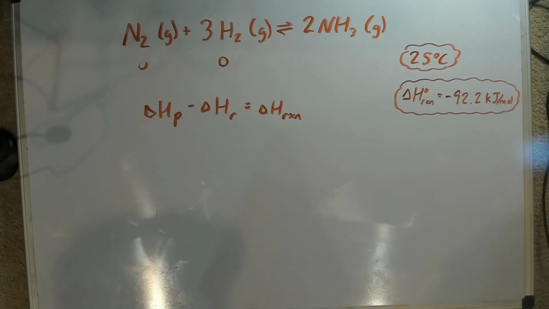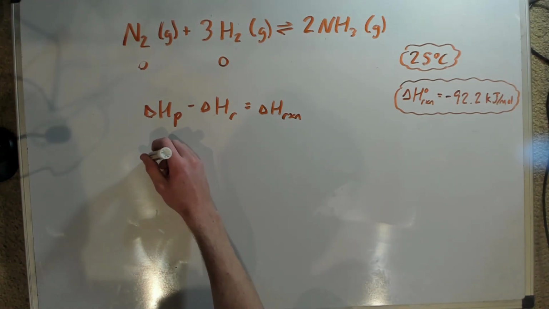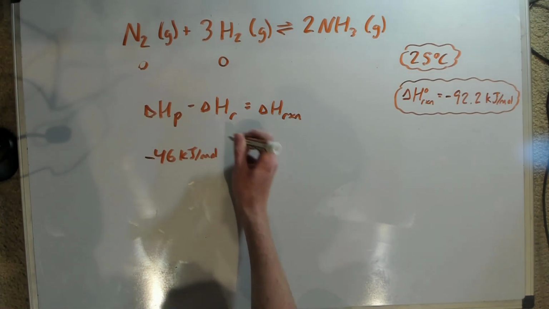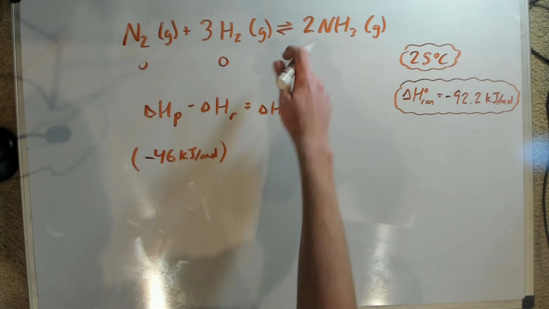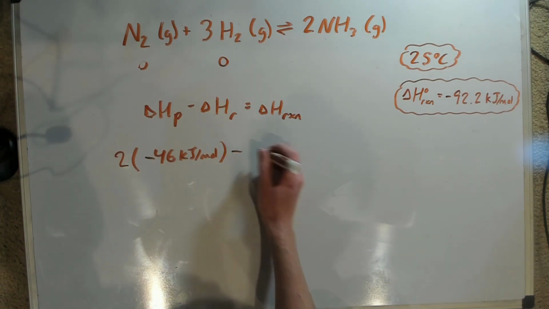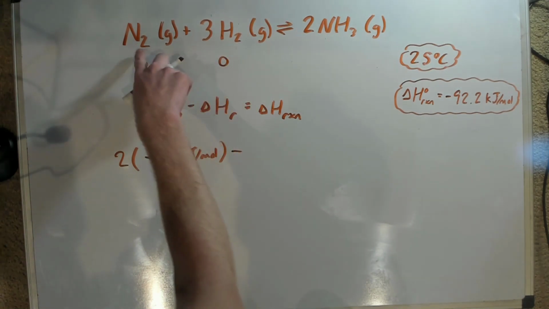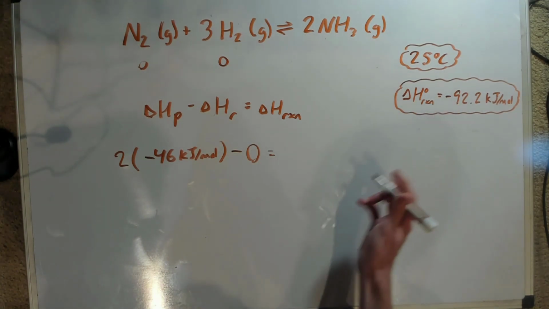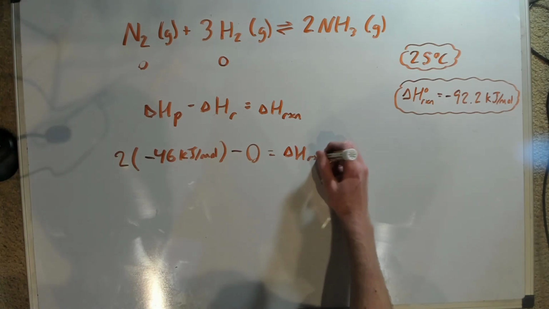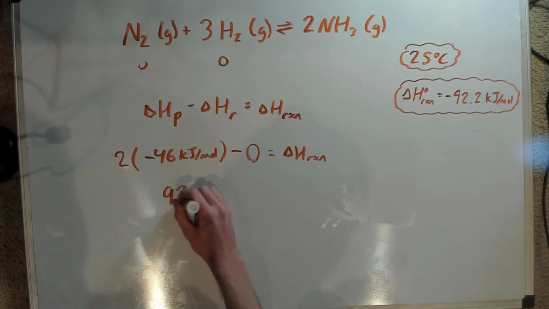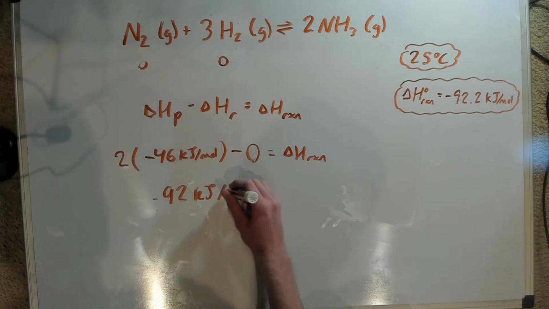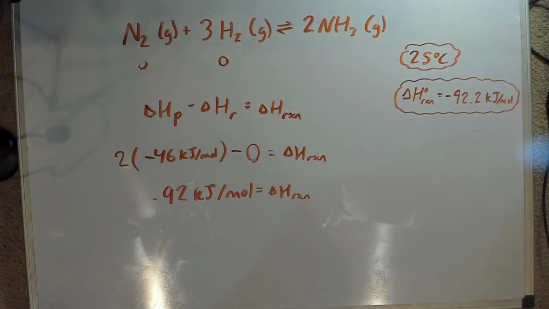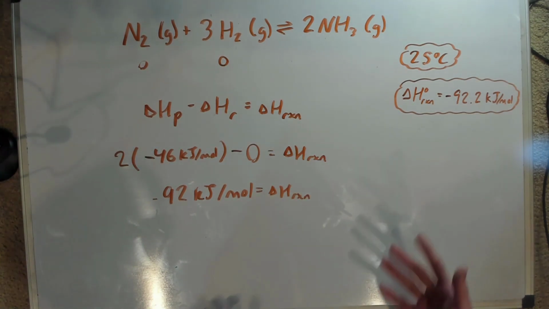The change in H of NH3 is negative 46 kilojoules per mole. And then there's 2 of them here, so that would be a 2. Minus the change in H of the reactants. You would do 3 times 0, 1 times 0, you get 0. It should equal close to negative 92.2. So we'll say change in H reaction, 46 times 2 is negative 92 kilojoules per mole, is equal to the change in H of the reaction. So obviously that's really close, so we've done something right.